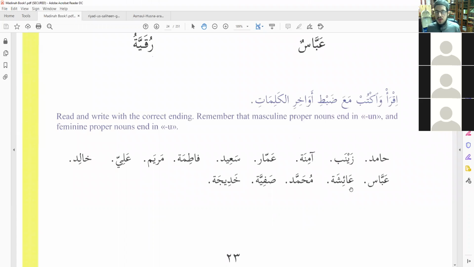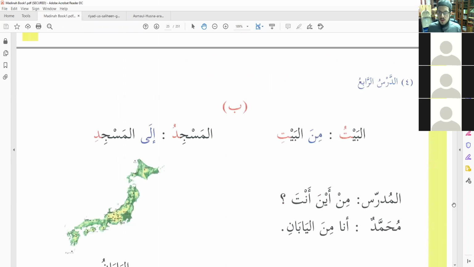So as an exercise to do at home, practice reading these names, identifying which ones are the masculine ones and which ones are the feminine ones, and pronouncing them accordingly. Hamidun, Zainabu, Aminatu, Ammarun, Sa'idun, Fatimatu, just to get you used to that. And now we're learning these two new words, al-baytu, min al-bayti. So we have the house and then from the house. Al-masjidu, the masjid, ila al-masjidi, to the masjid.